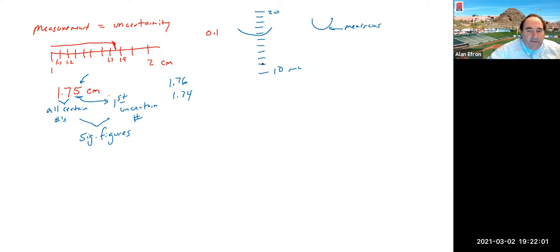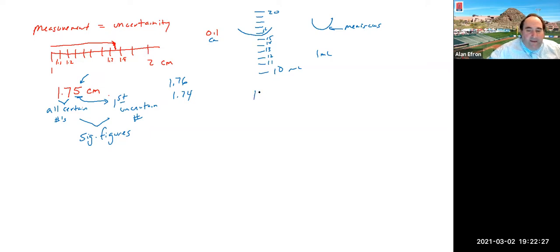So if we look at this, there's 1, 2, 3, 4, 5, 6, 7, 8, 9, 10 markings between 10 milliliters and 20 milliliters. That means each of the smallest markings is 1 milliliter. And that means this is like 11, 12, 13, 14, 15, 16, and so forth. So if I were to look at it, that's definitely 15.